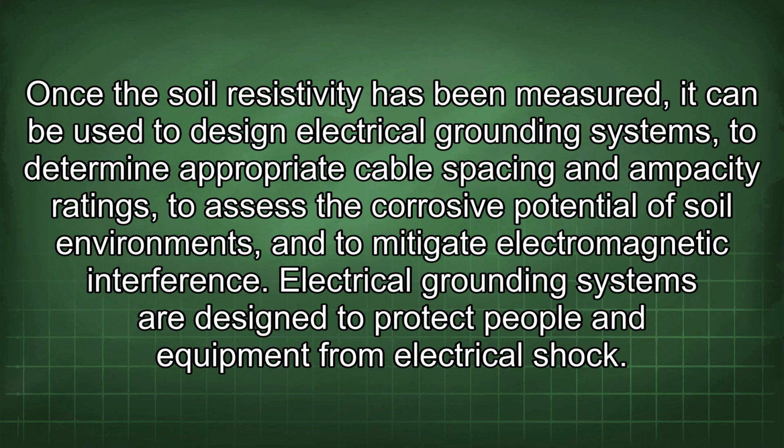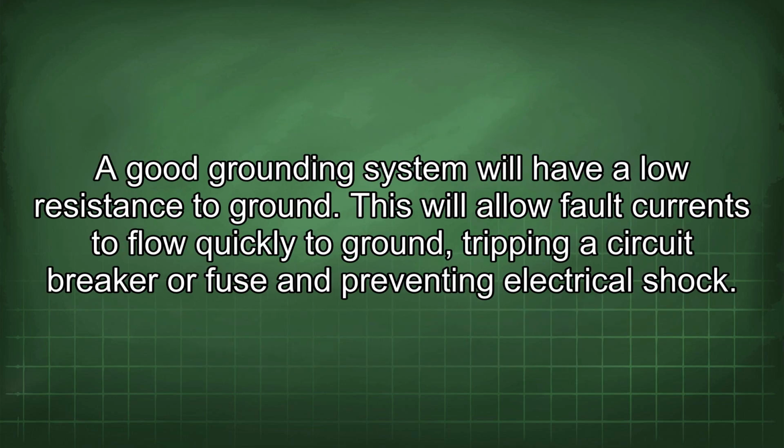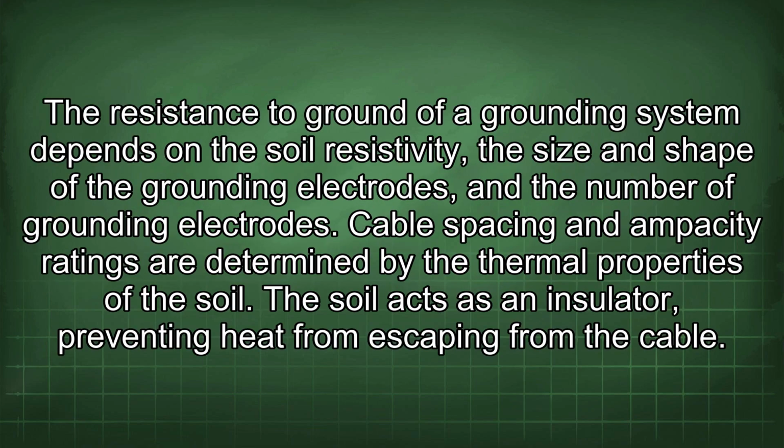Electrical grounding systems are designed to protect people and equipment from electrical shock. A good grounding system will have a low resistance to ground. This will allow fault currents to flow quickly to ground, tripping a circuit breaker or fuse and preventing electrical shock. The resistance to ground of a grounding system depends on the soil resistivity, the size and shape of the grounding electrodes, and the number of grounding electrodes.